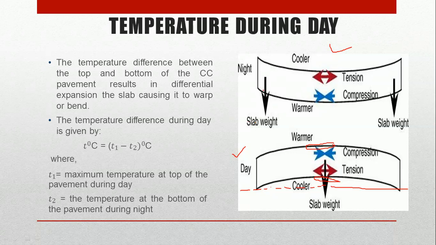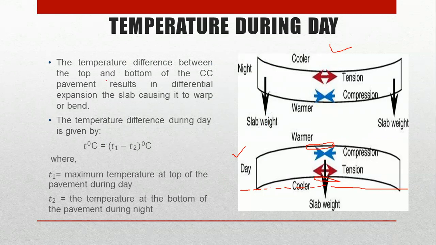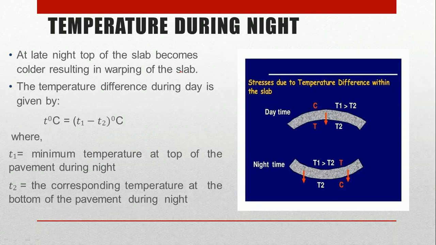Because of this variation of the temperature at the top as well as the bottom layer, we can expect stresses to be induced in the pavement surface. You can observe here the difference in the temperature has been calculated, T1 minus T2, where T1 is the maximum temperature at the top during the daytime and T2 is the minimum temperature at the bottom during the night time of the pavement here. This is the most important point, that is the variation of the temperature.